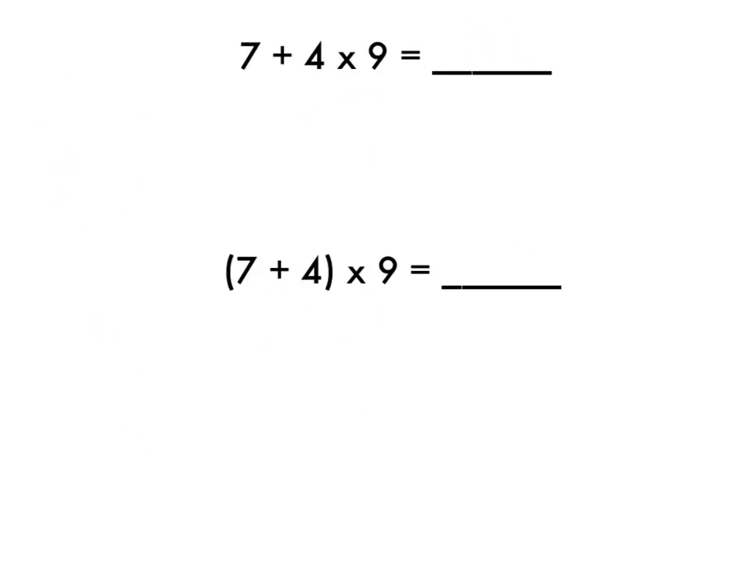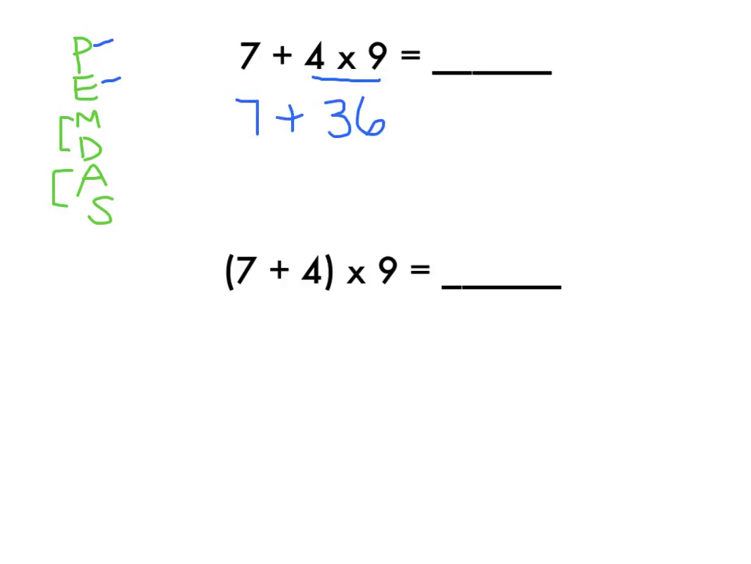Let's try another. 7 plus 4 times 9. I'm going to start with my PEMDAS checklist. And there's no parentheses, there's no exponents, there is multiplication or division. I see multiplication, so I'm going to start with 4 times 9, which is 36, and then I'm going to do 7 plus 36, because addition comes next. 7 plus 36 is 43. So my final answer is 43.